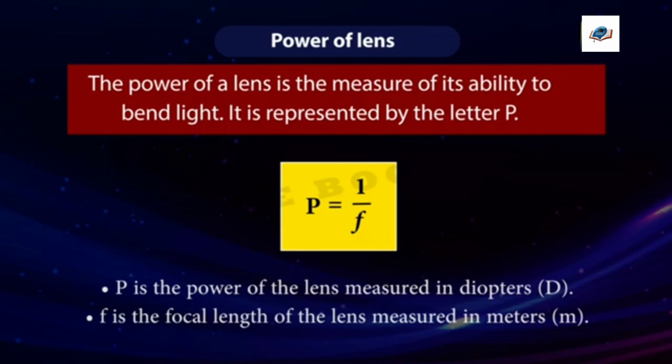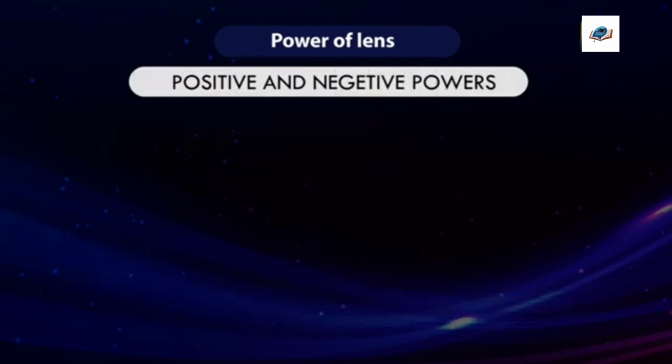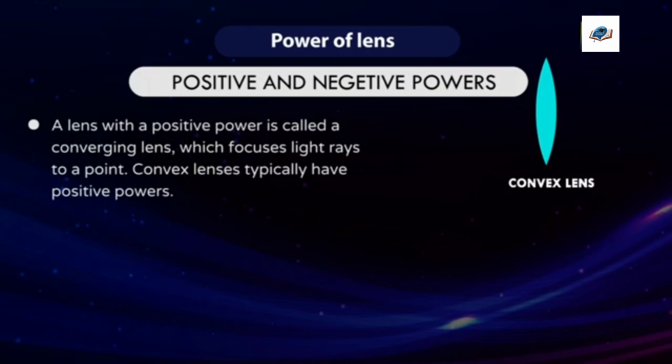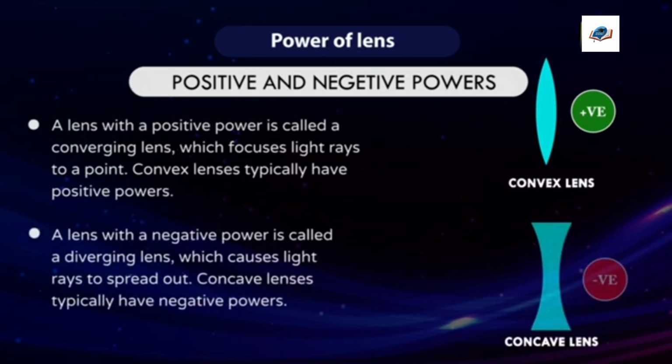Positive and negative powers. A lens with a positive power is called a converging lens, which focuses light rays to a point. Convex lenses have positive powers. A lens with a negative power is called a diverging lens, which causes light rays to spread out. Concave lenses have negative powers. This is all about the reflection and refraction of light.